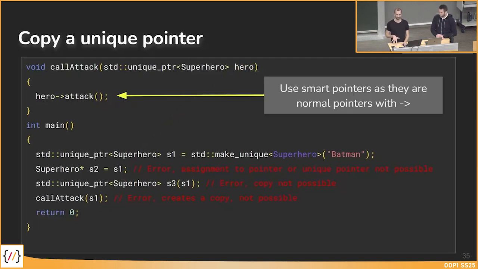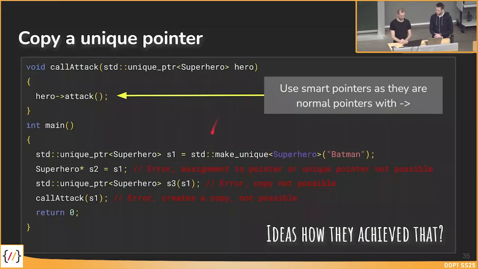When you use smart pointers, so for example like this, you can use it like the usual pointers using this arrow operator here. So you also know it from C. If this hero would be a pointer, you can write hero attack with the arrow, and it's the same when you use smart pointers. So this is similar.